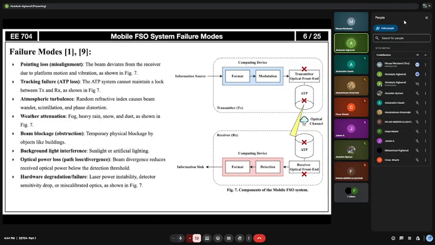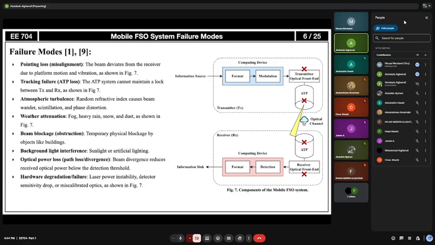For the failure modes in the FSO system, as shown in figure 7, we have the pointing loss. In the pointing loss, the beam deviates from the receiver due to platform motion or vibration. We have the tracking failure, ATB loss. The ATB system cannot maintain a lock between the transmitter and the receiver, as shown in figure 7.